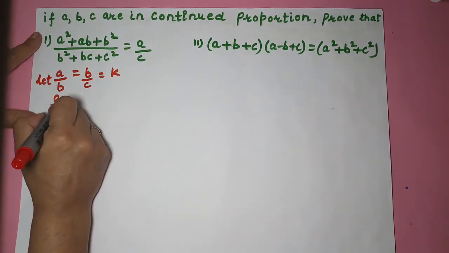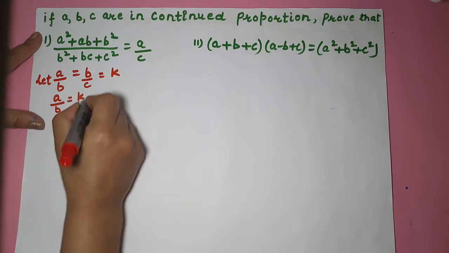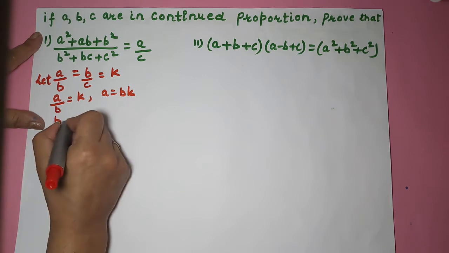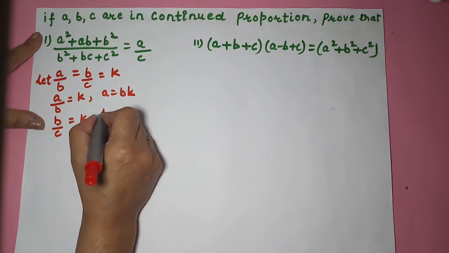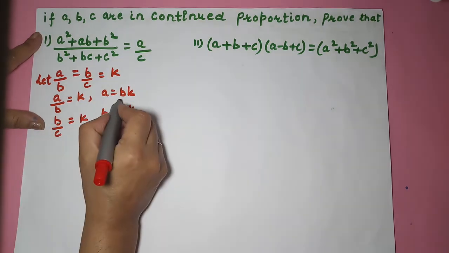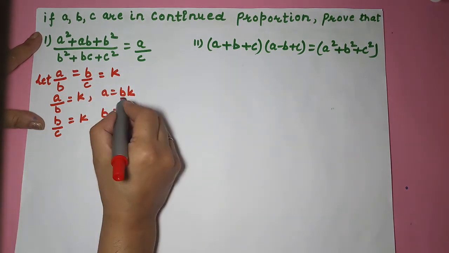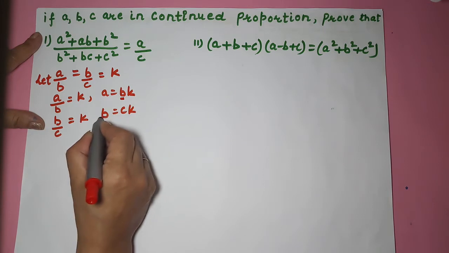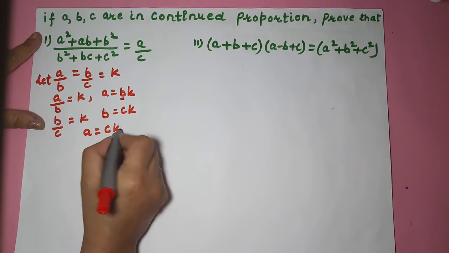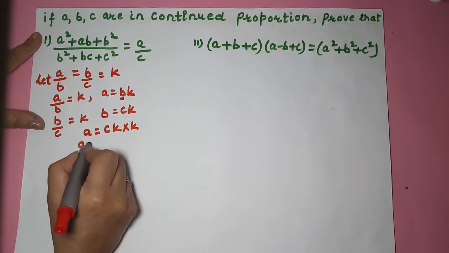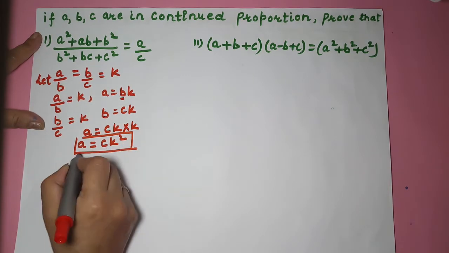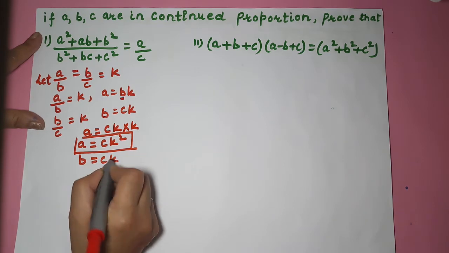So if my A by B is equal to K, I will get A as BK. And if my B by C is equal to K, I will get B as CK. Now you see that you have B here also, right? So what will you do? You will replace the value of B as CK here. So what are you getting A as now? You are getting it as CK into K. So your final value of A is now CK square, and your value for B is CK only.